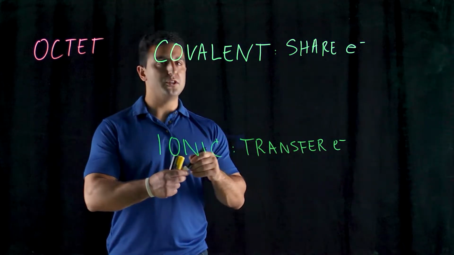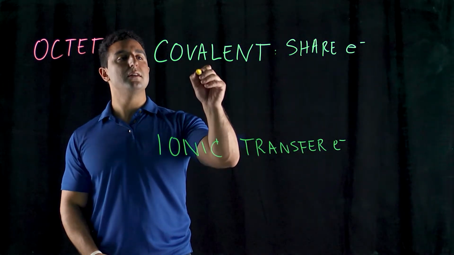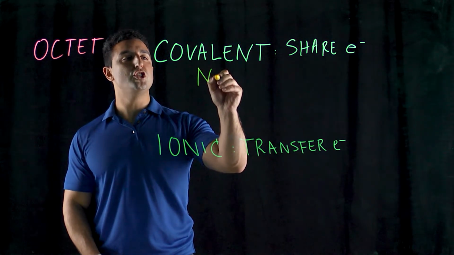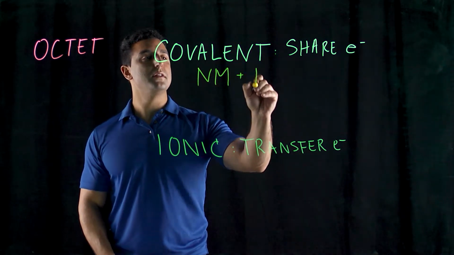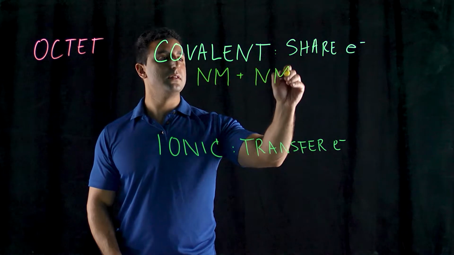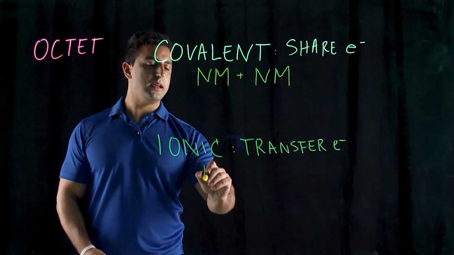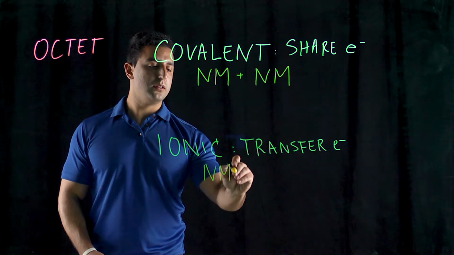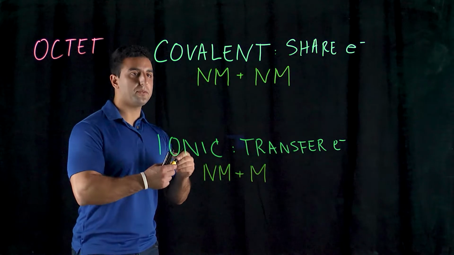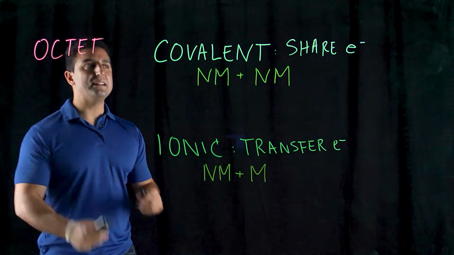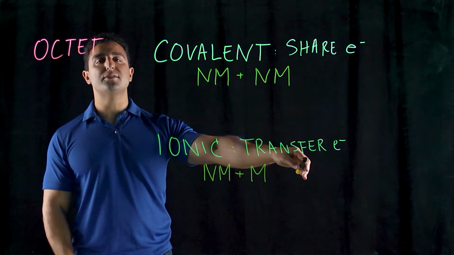Another difference between the two is the type of elements. The covalent are a combination, a sharing of electrons, of nonmetal plus another nonmetal. Whereas the ionic is a nonmetal and metal bond, okay, between the two here. All right, those are the two significant differences between the two. So you have the ionic, which is the transfer of electrons.